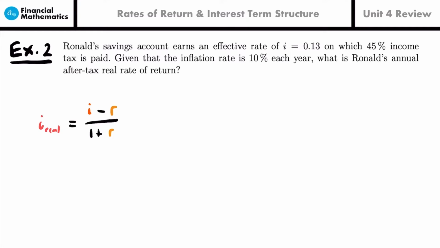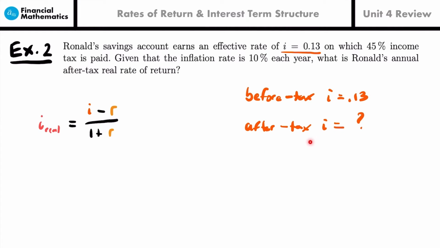All right, so what we have to do here is take that into account. We have to consider the effects of the fact that he pays 45% income tax and what that means for his effective rate of interest. All right, and so here's how I'm going to label that. The before-tax interest rate that we've been given is 0.13 or 13%. And so his before-tax interest rate is equal to 0.13. The question is, what is his after-tax interest rate, right? What is that equal to?